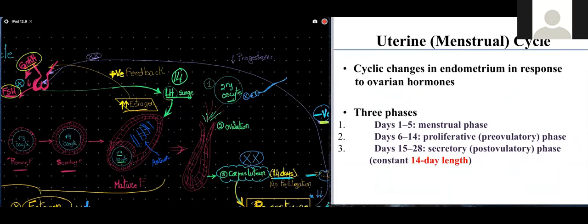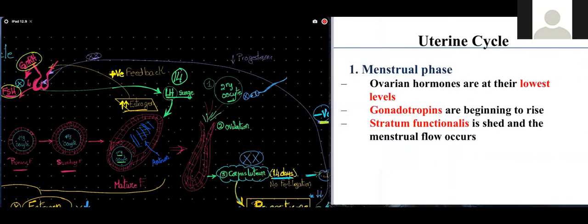Uterine or menstrual cycle. Remember, we have 3 phases. From day 1 to day 4 or 5, this is going to be the menstrual phase. From day 6 to day 14, it's going to be the proliferative phase. Again, those are going to be variable from one person to another. The constant phase that lasts for 14 days, starting from day 15 to day 28, is going to be the secretory or post-ovulatory phase.